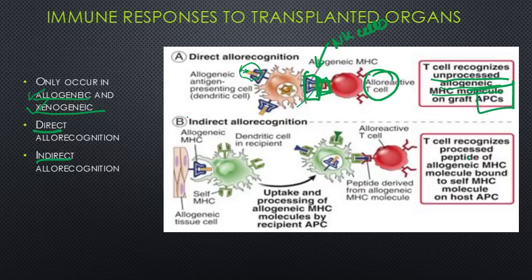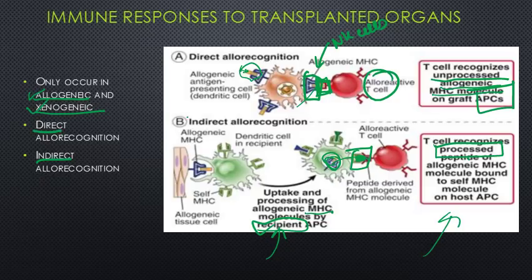The other way it can do it is an indirect allorecognition, and this is actually when it recognizes the processed peptide. So this is what I was saying when I was saying that it was going to process some of these molecules as it degrades them, as proteins always do, and then present the peptide on the surface. That's an indirect mechanism. So you have uptake and processing of allogeneic MHC molecules by the recipient's antigen-presenting cell. So in this case, it's the recipient that has their macrophages breaking down some of those kidney cells and expressing the antigen on the recipient's own MHC with now the donor antigen in here and the T cell being specific enough to respond to it. And this is actually the driving force behind chronic rejection.